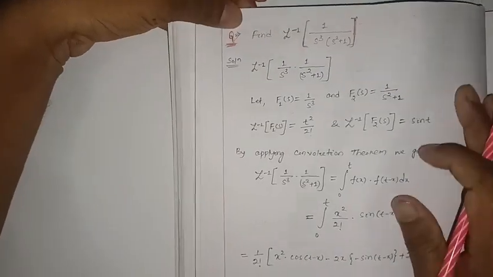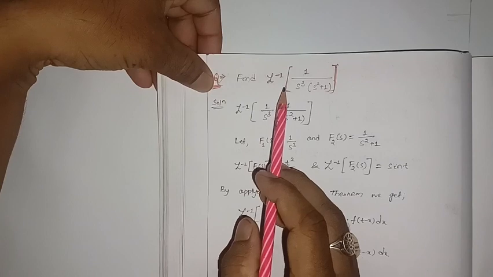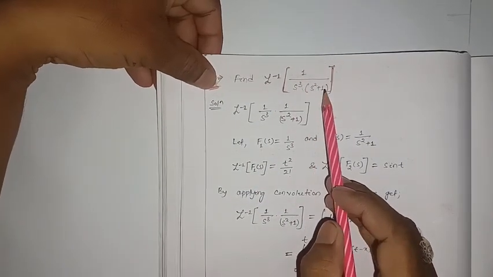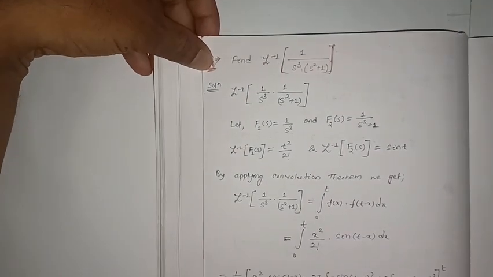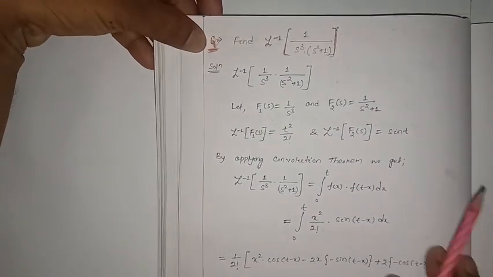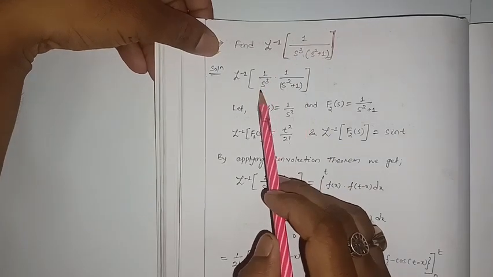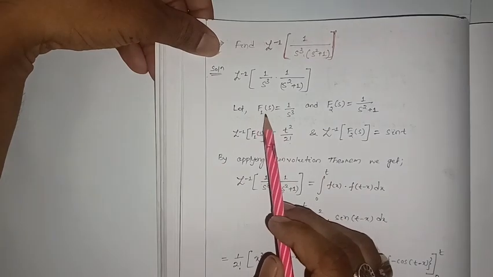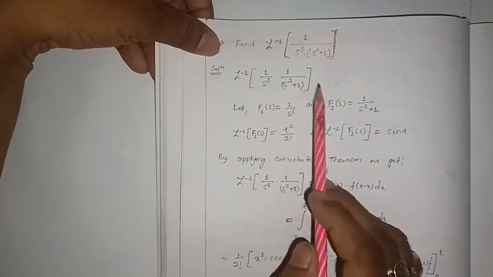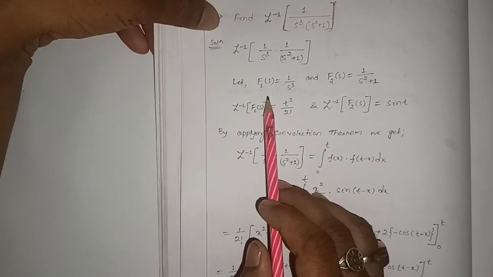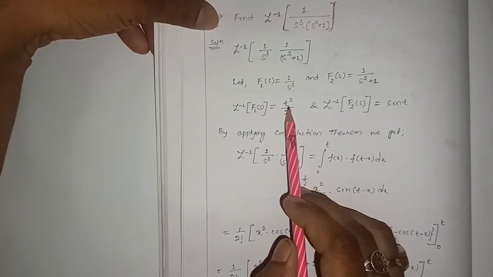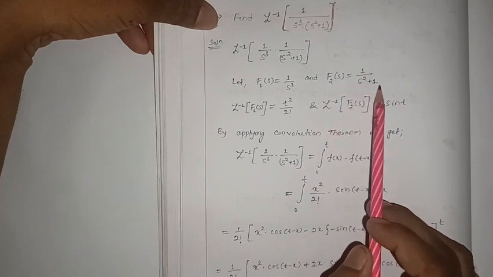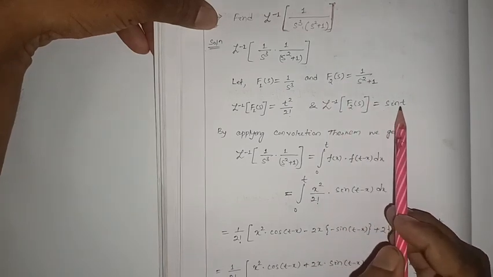Next question is that find inverse Laplace transform of 1 by s cube into s square plus 1. We have to solve it using convolution theorem. So here this can be written as 1 by s cube into 1 by s square plus 1. Consider this one is your capital F1s, this one is your capital F2s. The inverse Laplace transform of this one is nothing but t square by 2 factorial. Inverse Laplace transform of 1 by s square plus 1 is nothing but sin t.